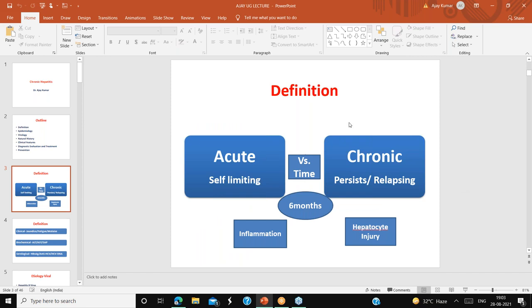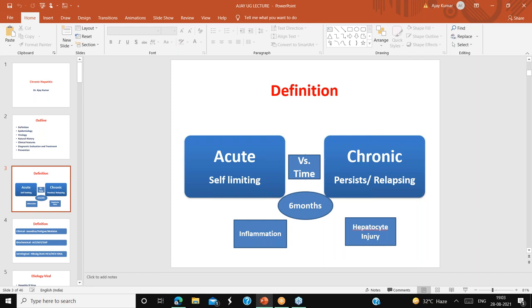Now, when we look at liver disease, there are two types of liver disease. One is acute, the other is chronic liver disease. What do you mean by acute liver disease? Acute liver diseases are those diseases which are self-remitting. It means that once the injury goes away, they heal. Here, the injury of the liver is not persistent and it is self-remitting in nature.